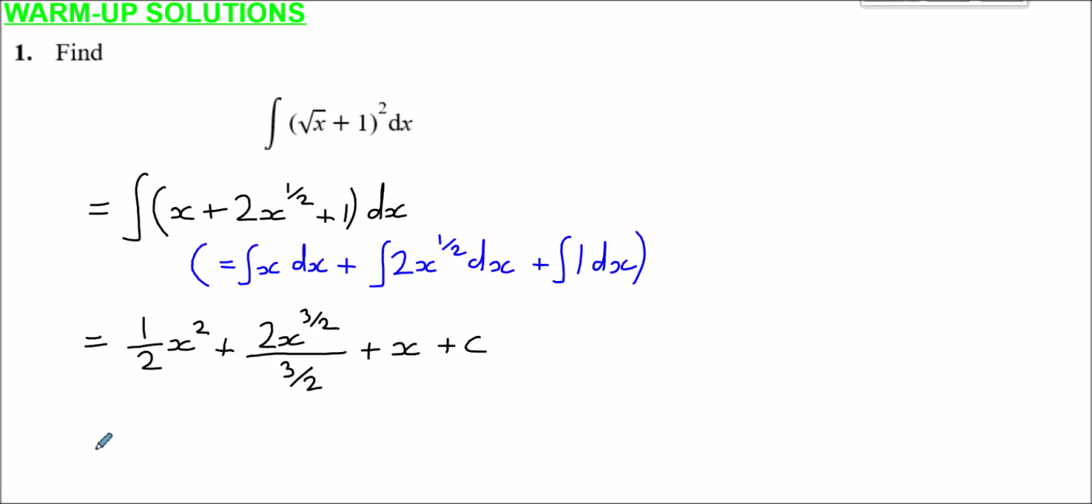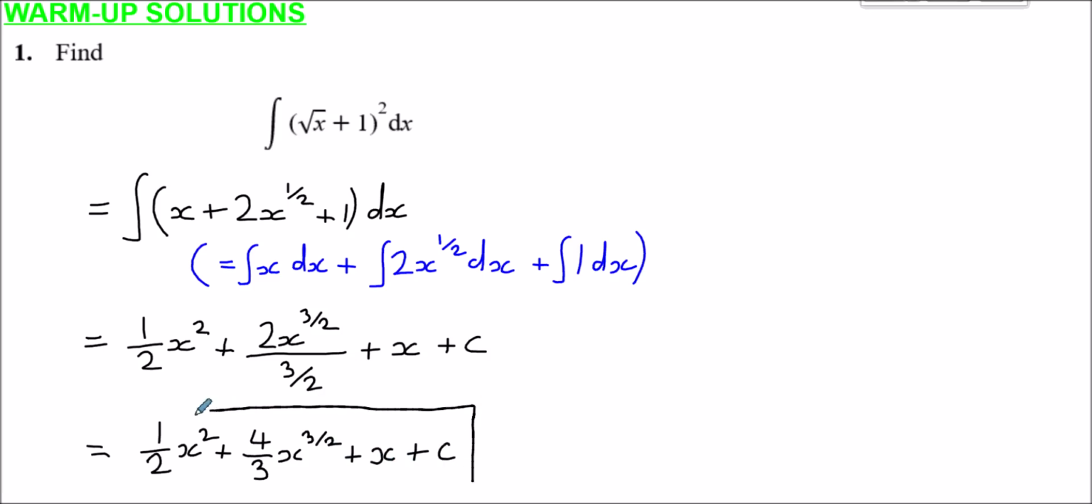So let's neaten this up ever so slightly. So we have half x squared. 2 divided by 3 over 2, that's going to become 4/3. x to the 3 over 2. Plus x plus c. Where c is the constant of integration, which we're going to talk a bit more about today.